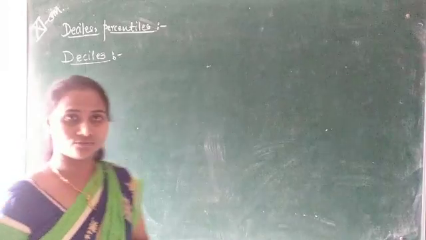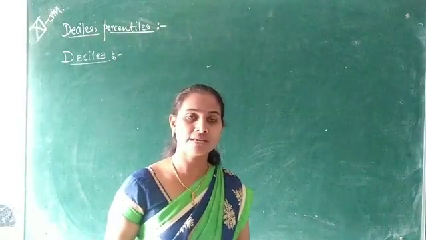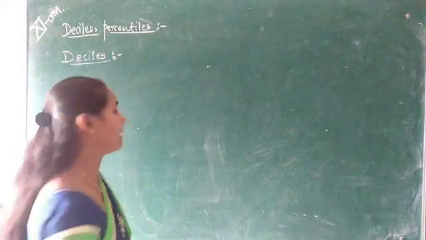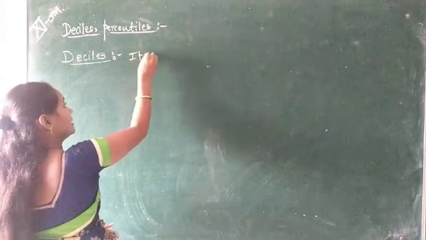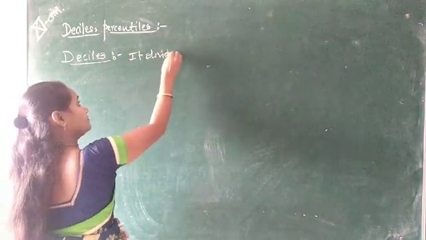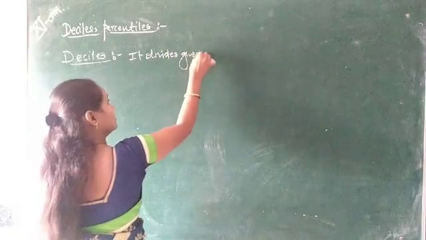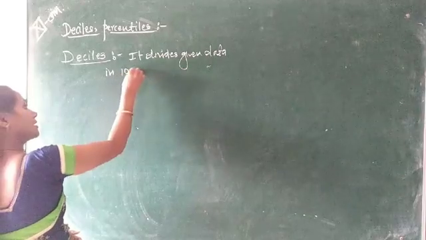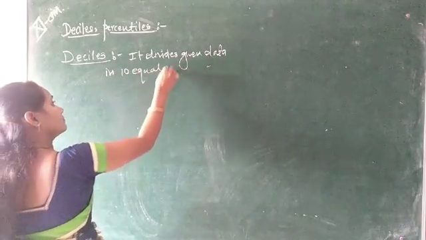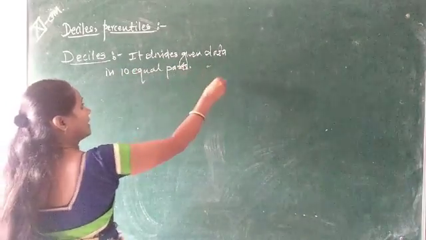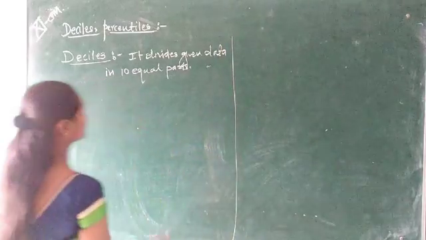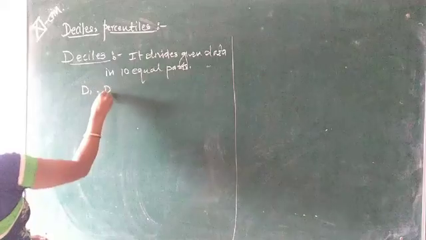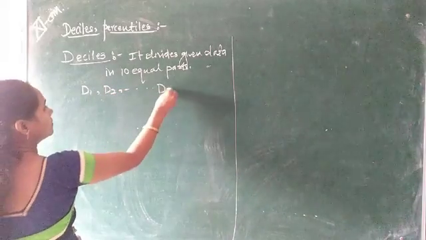Decile is the value which divides the given observations or given data in 10 equal parts. And it is generally denoted by D1, D2 and so on up to D9.